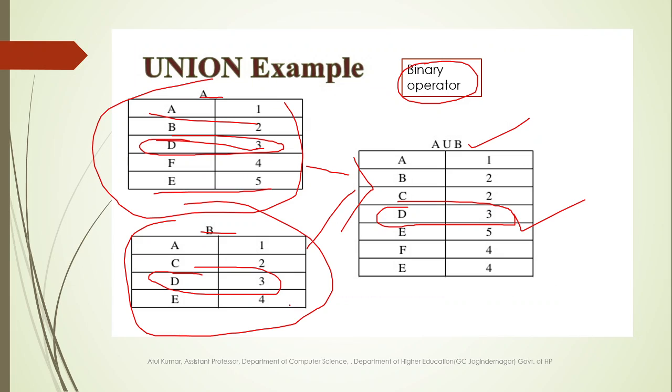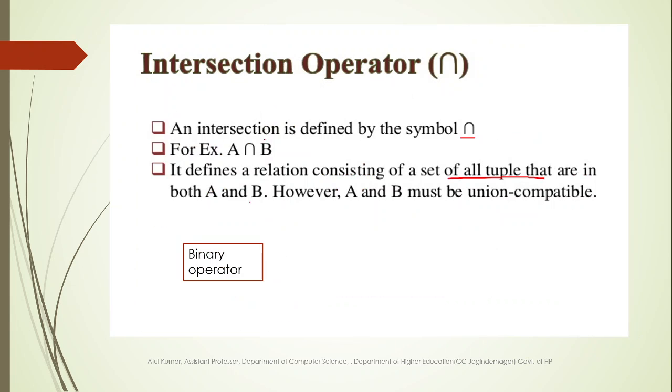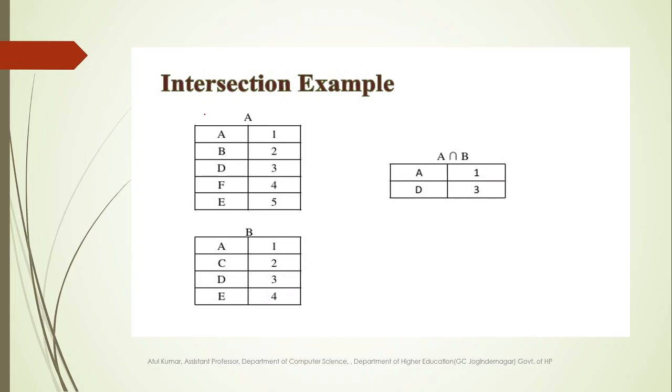These properties also follow in the intersection operation, and it is also a binary operator. This means that for applying an intersection operation we need at least two tables. So here is the example. We have one relation A and another relation B.